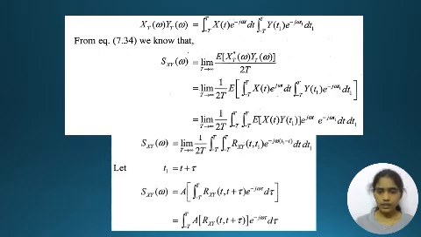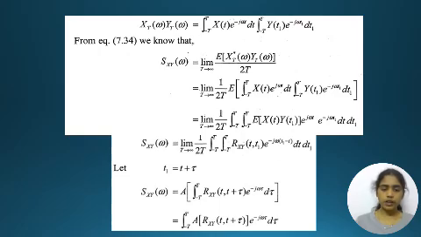dt, integral from minus T to T y of t1 e power minus j omega t1 dt1, and limit T tends to infinity 1 by 2T integral from minus T to T and integral from minus T to T E of x of t into y of t1 e power minus j omega t e power minus j omega t1 dt dt1.